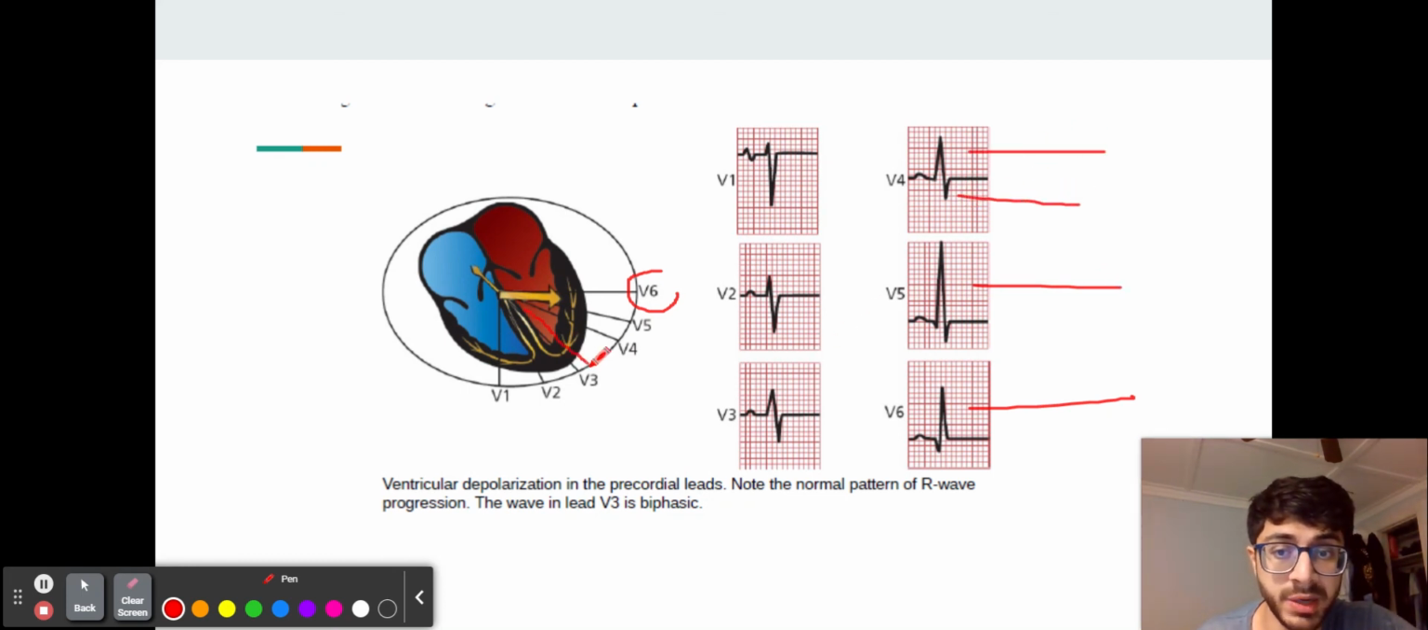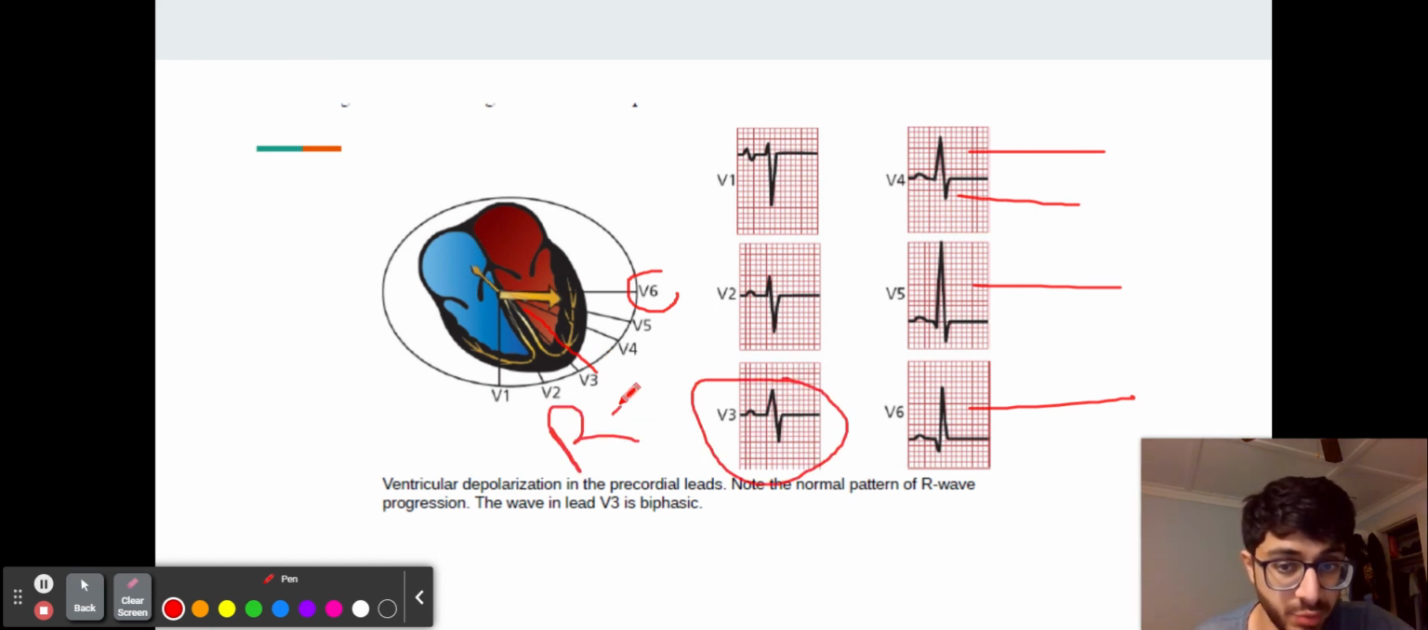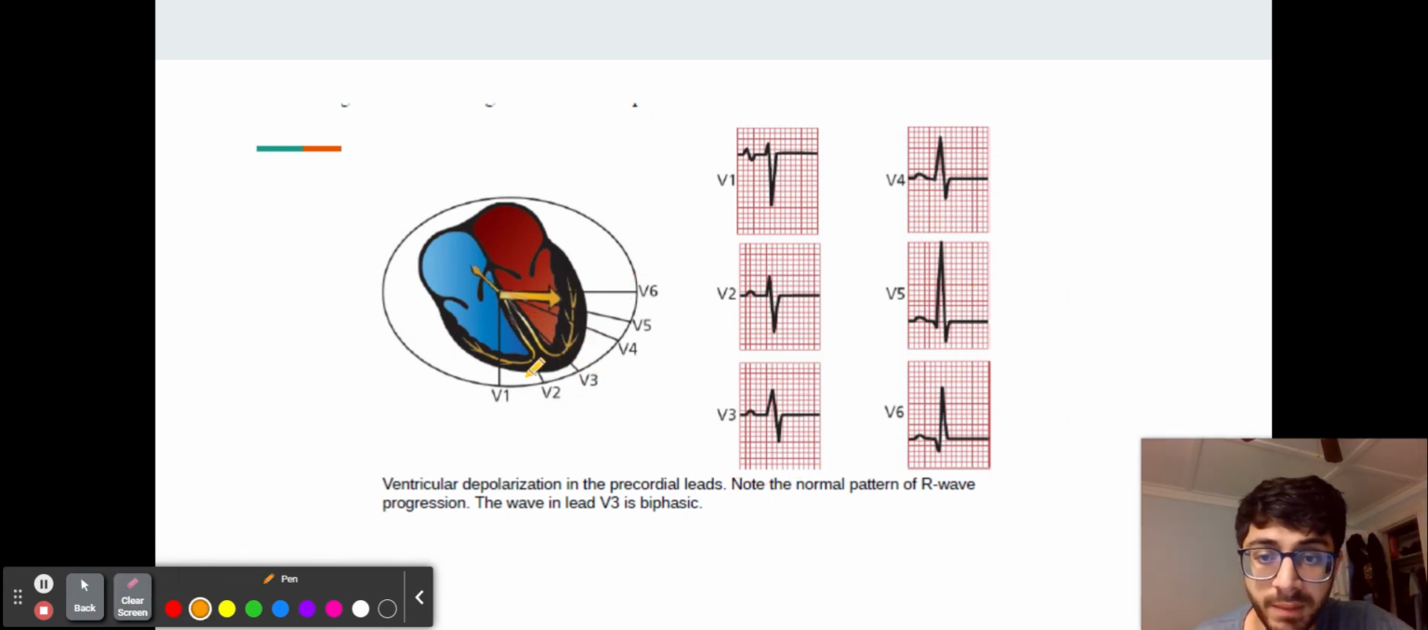V3, you're now perpendicular to it. The height of the R should be equal to the height of the S. V2, at this point, more current. If you think about where V2 is sitting, more current is going away from V2. V2 is like, I got this much current, and now more current is going away from me in that direction. The S wave is bigger. And V1 just thinks that all the current is going away from it. The S wave is huge.